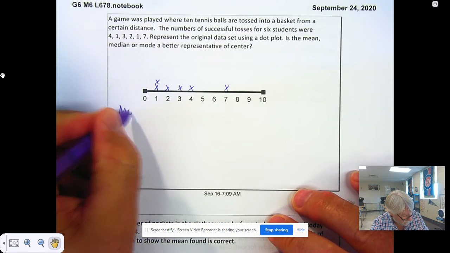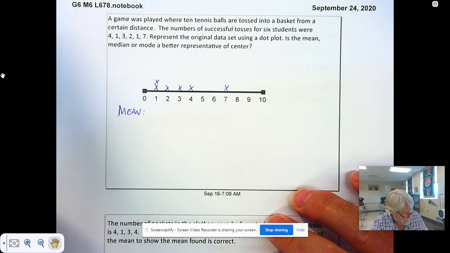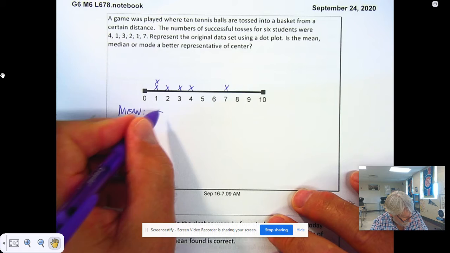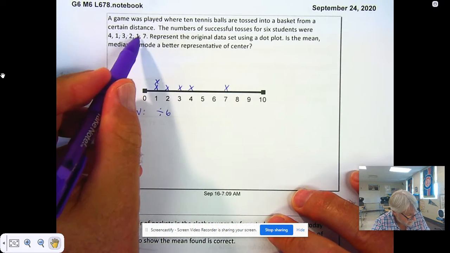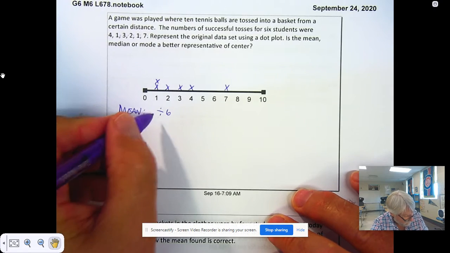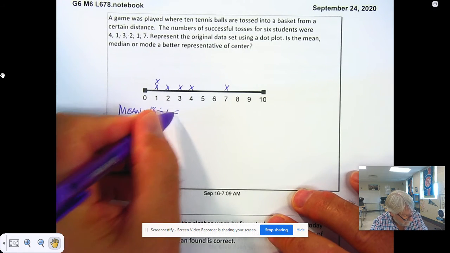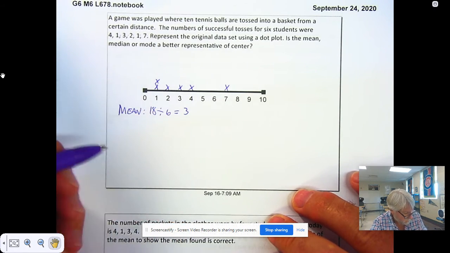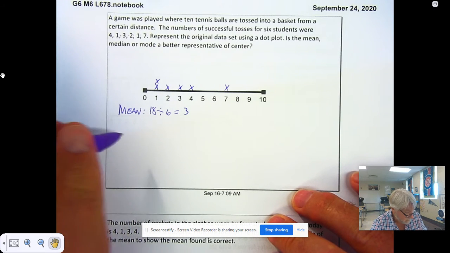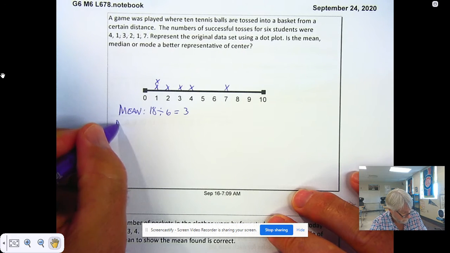We found the mean. The mean is the average, right? So we got 1, 2, 3, 4, 5, 6 is what we're going to divide by. 7, 8, 9, 10, 13, 14, and 4 is 18. Divided by 6 is 3. The mean was 3.